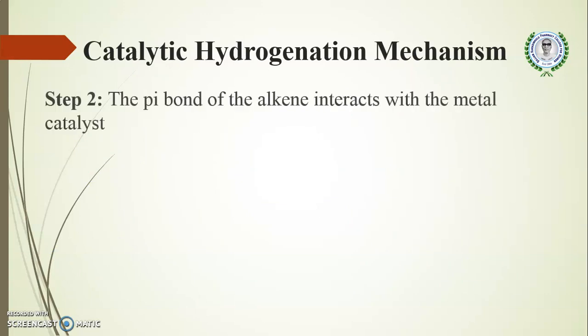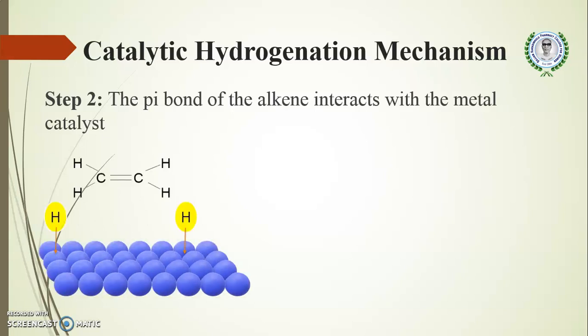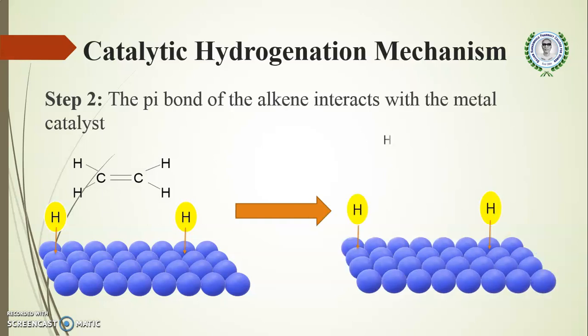Step 2. The pi bond of the alkene interacts with the metal catalyst. This is what we got from step 1. This hydrogen is adsorbed onto the metal surface and this one molecule of ethene has a double bond between the carbon-carbon atoms. One of these bonds is the sigma bond and the other one is the pi bond. This pi bond is going to break down and form 2 sigma bonds with the metal surface like this.